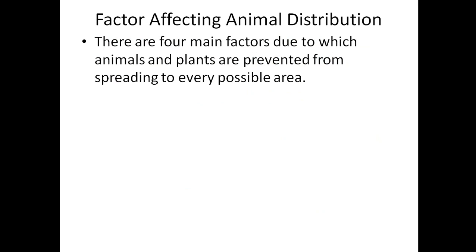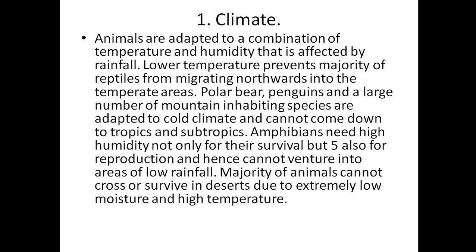Now, the question is, what are the factors that are influencing this distribution? There are four main factors due to which animals and plants are prevented from spreading into every possible area. What are those? First one, the climate.